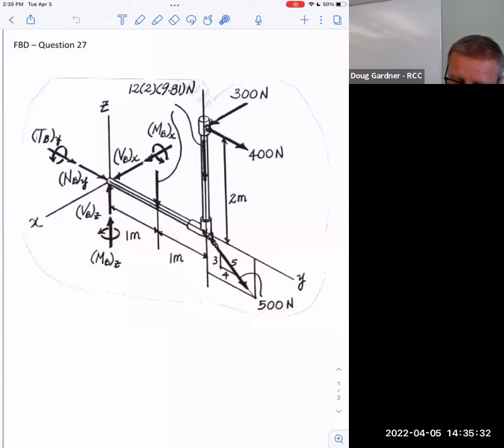And then this is shear at B in the Z direction. So that's aiming in the Z direction. Over here is shear in the X direction. Over here is shear in the Y direction.